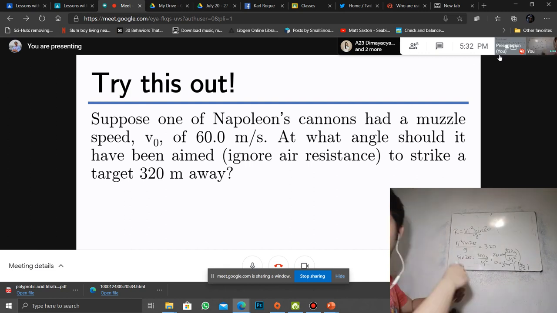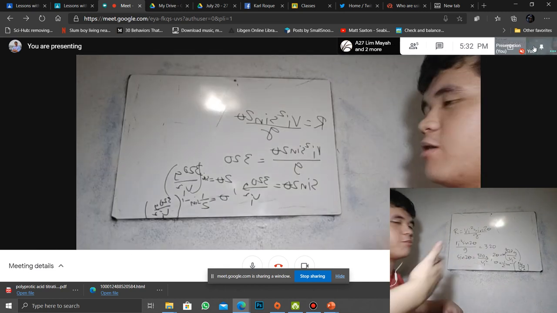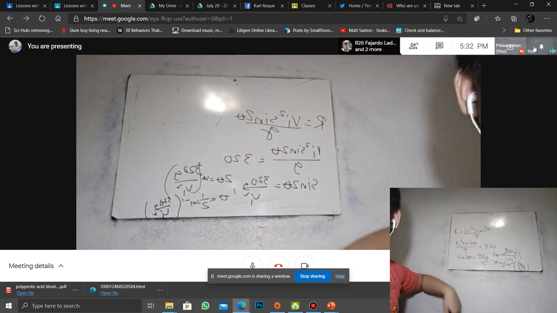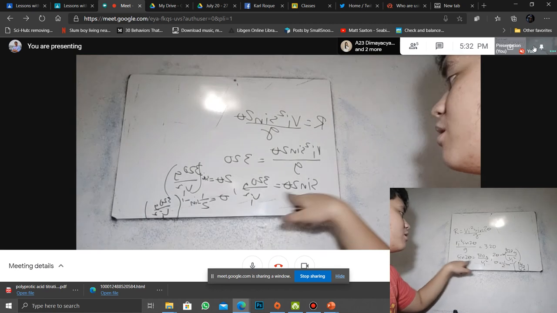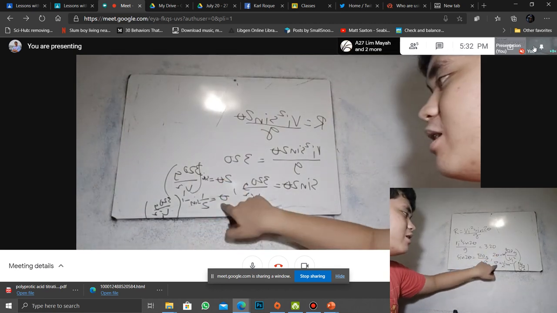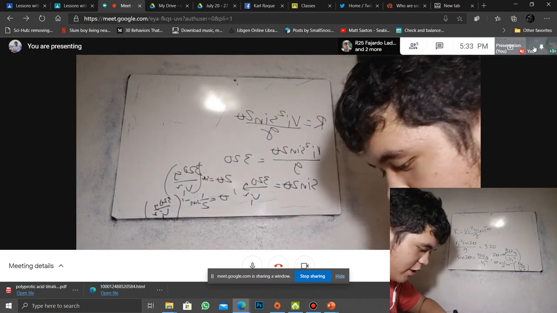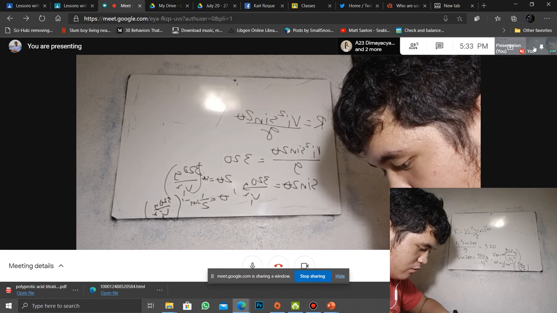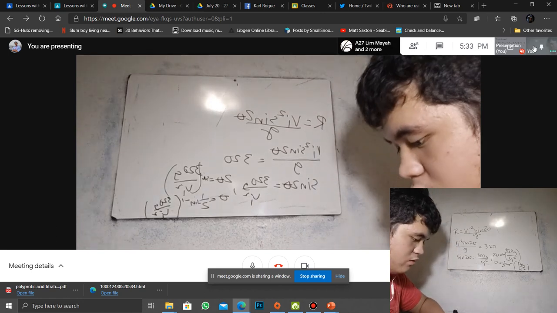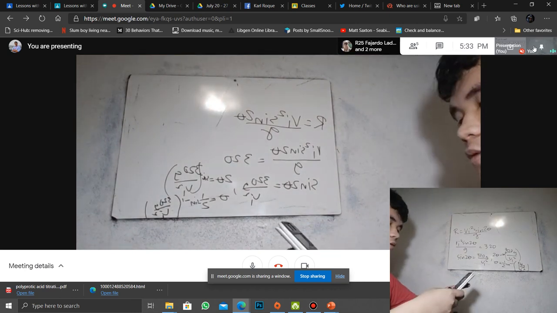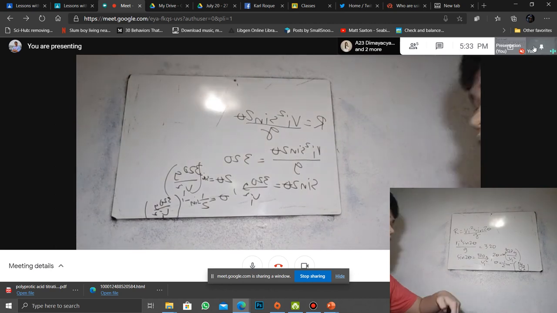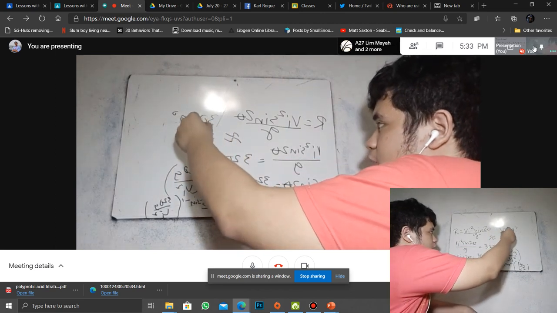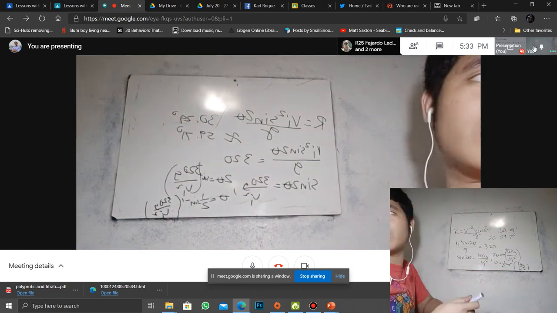Okay, let's try getting. Ay, sige, ulitin ko. Hindi ko pala na-switch sa whiteboard, no? R equals vi squared sine 2 theta over g. Vi squared sine 2 theta over g equals 320, the range. Solve for theta using inverse sine, no? 2 theta equals sine inverse 320g over vi squared. Theta equals 1 half ng sine inverse, no? Sige, let's calculate. Ang V initial natin ay 60. So we get 30.29 degrees as one of the angles. Tapos complementary, remember, pareho lang. So, also 59.71 degrees will also work. Okay?